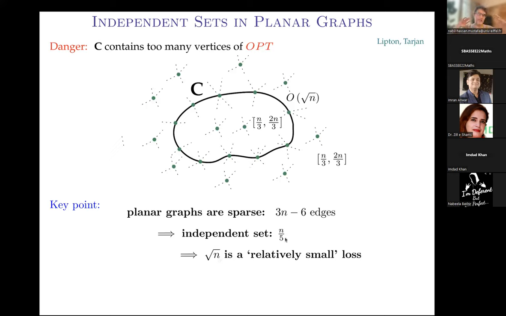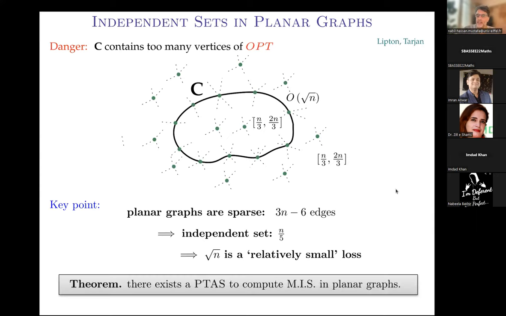So even if we don't know the optimal answer, we do know that the optimal answer is large. And so what we throw away is very small compared to what's possible. And so what you can then show is that when you do the calculation, if you don't go down too deep, you don't throw away too many vertices. You throw away only epsilon n vertices. And since the independent set has size n over 5, you get betas.